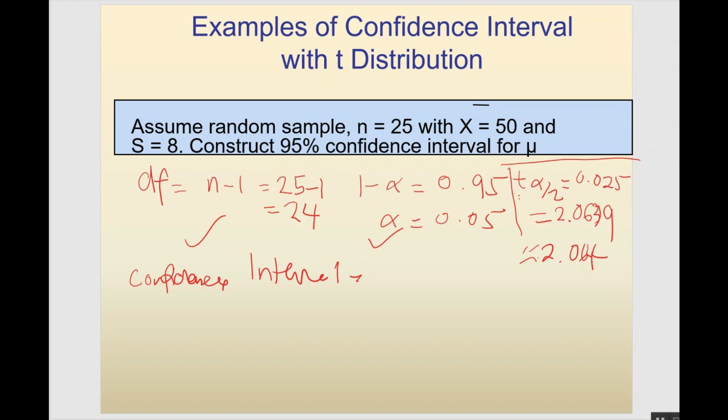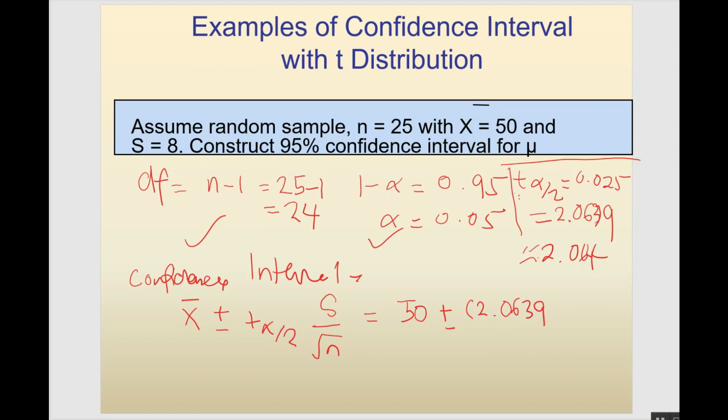Okay, so basically confidence interval. What is the formula that we use for this t distribution? X bar plus minus t alpha divided by 2. You are not using standard deviation because it's not given to you, so you use s divided by square root of n. Your x bar is 50, so plus minus, you already get this value here from this step, so you just plug in only.